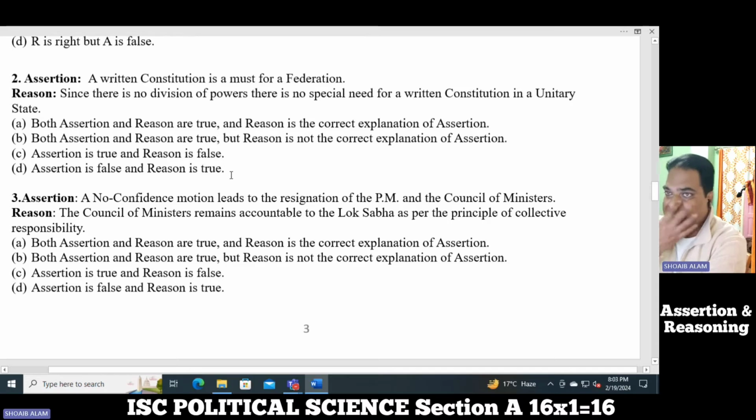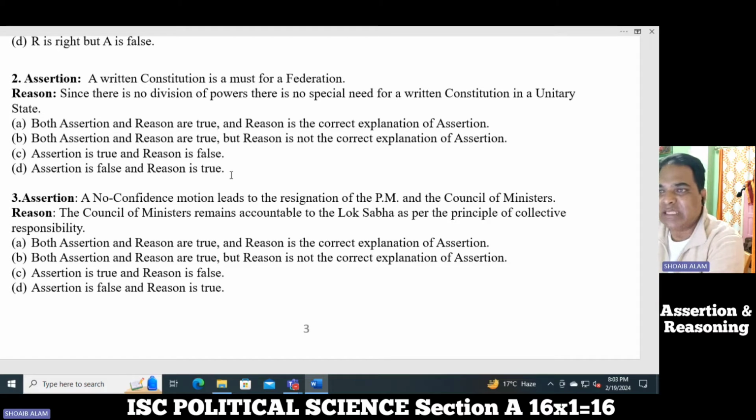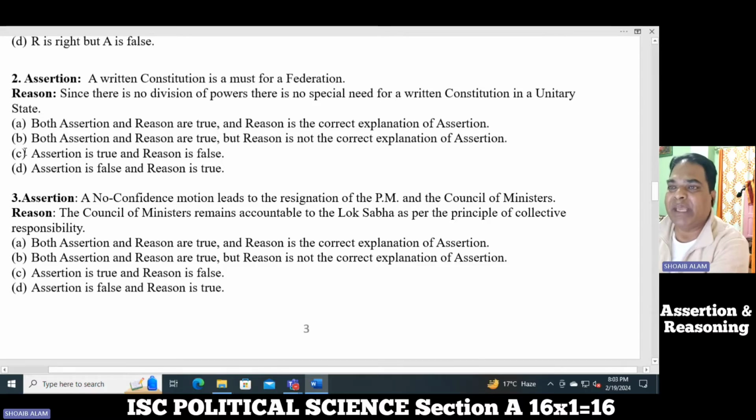The next one, assertion number 2. A written constitution is must for a federation. That is true. Reason: there is no division of power, so there is no special need for written constitution in unitary states. So there is a contradiction. Okay. So definitely we'll go with B. Both assertion and reasons are true, but reason is not the correct explanation of assertion, because there is no connection, because they are talking about federation and here they are talking about unitary state. Okay. So both are correct in their own terms. So we'll go with B.